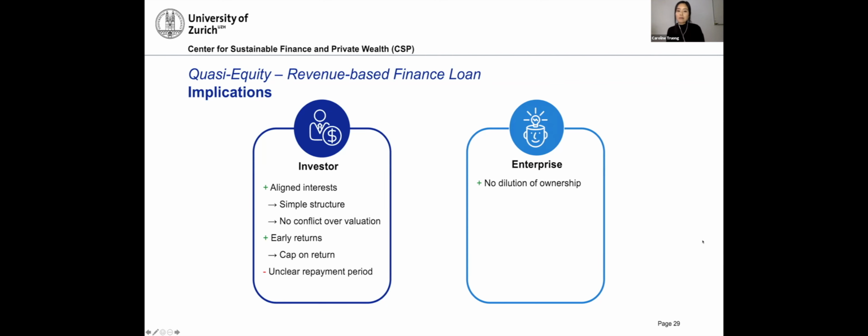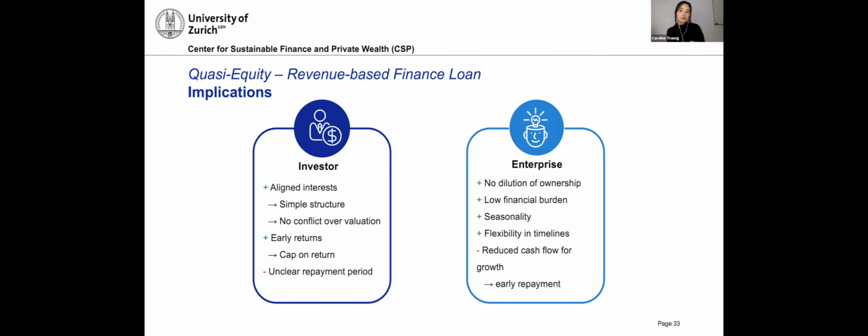A revenue-based finance loan can be very interesting for an enterprise because there's no dilution of ownership, as in the impact bond, and there is a low financial burden. The enterprise doesn't have to pay fixed monthly interest, nor does it have to have collateral. As I mentioned before, for businesses that face seasonal variations in income, this revenue-based finance loan can be a good solution. And it is flexible in regards to timeline.